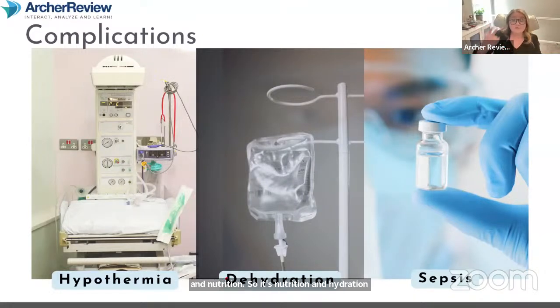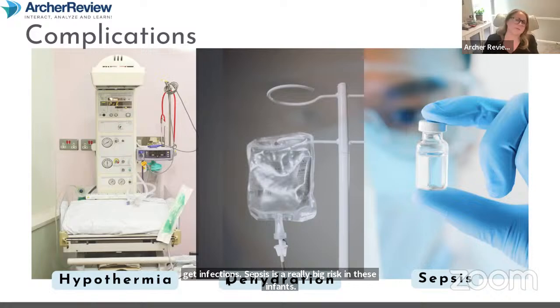Now, the third and final complication that we have here is that because these organs are outside baby's body, we can get a lot of germs going in there, causing them to get infections. Sepsis is a really big risk in these infants. So oftentimes they're on some antibiotics to prevent that.